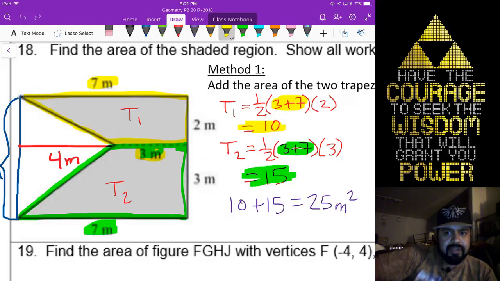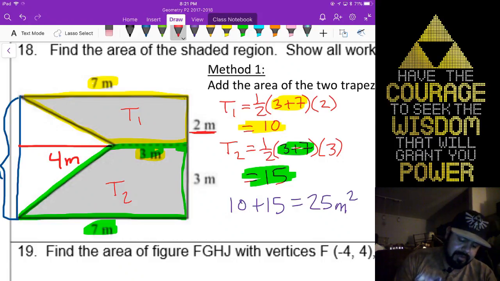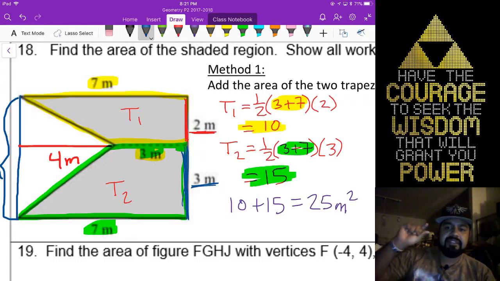By 2 and 3. Okay, glad you asked that. So right here, Anthony, on the yellow trapezoid, the 2 represented my height of trapezoid 1. My 3 represented the height of trapezoid 2. That's why we multiplied by 2 and 3. Because remember, it's 1/2 base 1 plus base 2 times the height of the respective trapezoids.